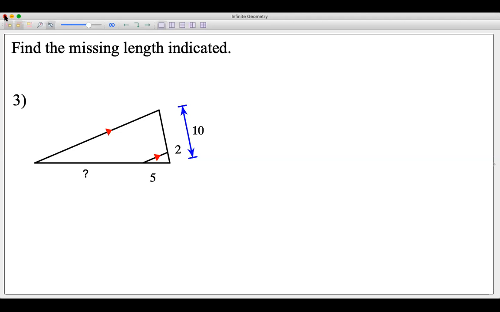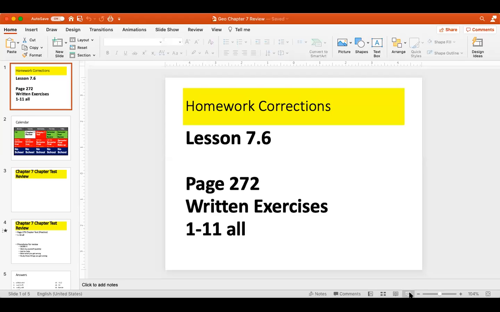Let me pull up the review here. It's honors, that's regular. Okay. Stop share. Questions on the homework? 11.